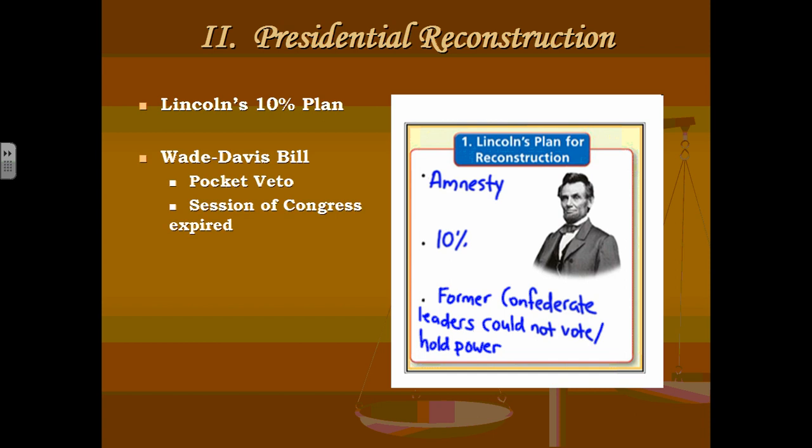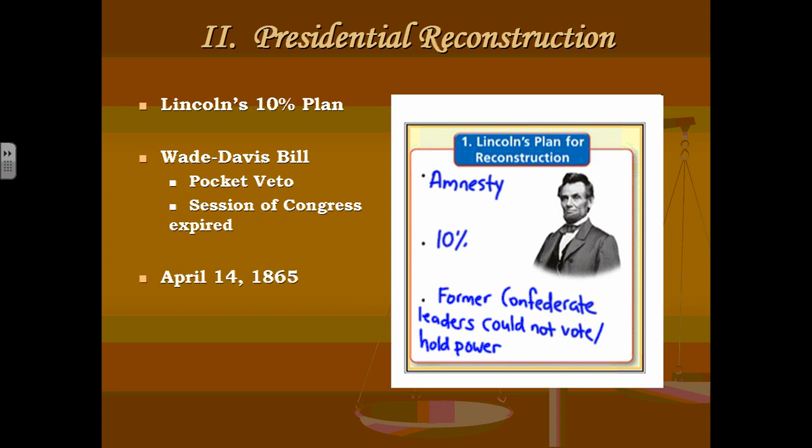Republicans in Congress were not happy about this, and radical Republicans were going to pass what's called the Wade-Davis bill. This was a much more harsh version of Reconstruction, and it would have raised the percentage of Southerners that would have been required to have sworn an oath of loyalty. Lincoln did not sign this bill before the end of that session of Congress. And if a president doesn't sign a bill, it doesn't become law. It's not a veto, but it's known as a pocket veto.